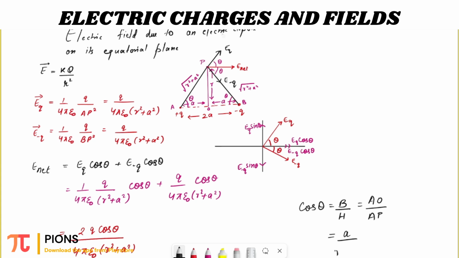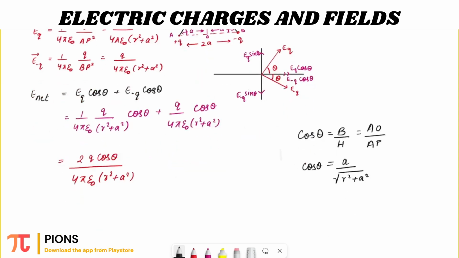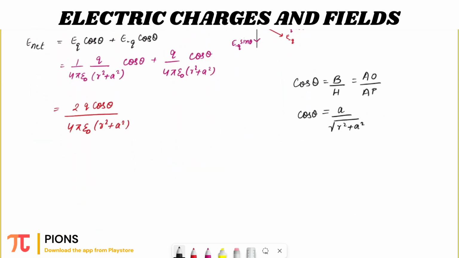So AO is nothing but A, and AP is root under R square plus A square. I hope this is fine. This is our cos theta. Now this cos theta, we can substitute over here and we will get our expression for total electric field. That will be 2q upon 4 pi epsilon naught R square plus A square. And let me just separately write the cos theta value as A upon root under R square plus A square.